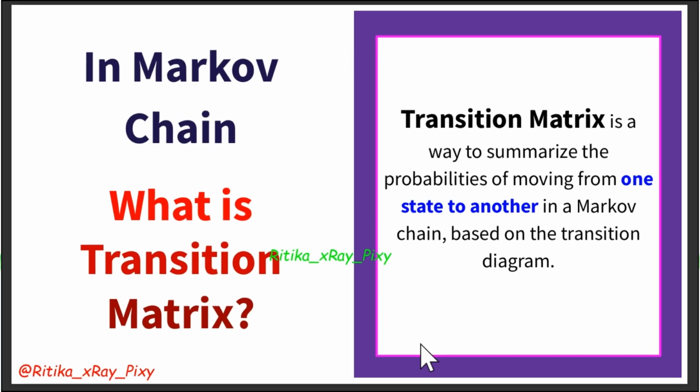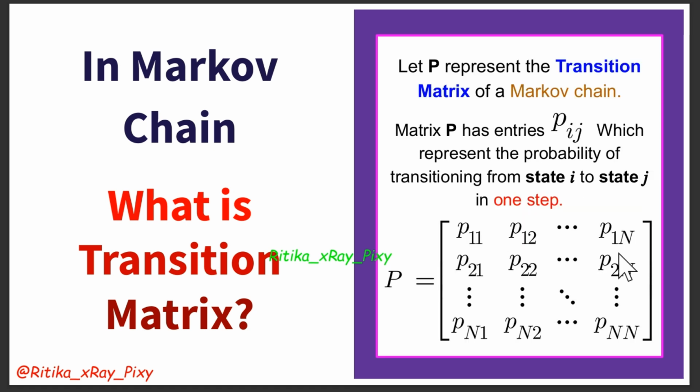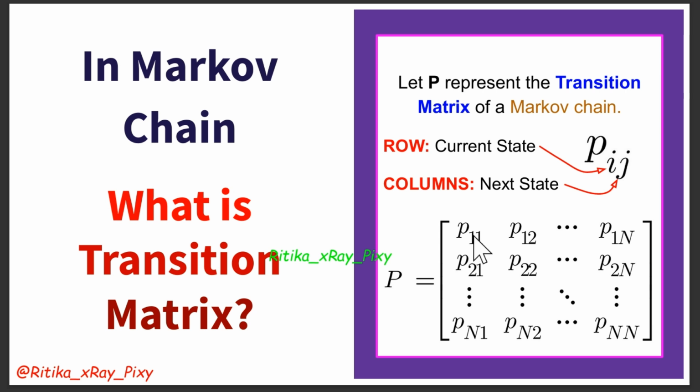Next we have the transition matrix. A transition matrix is a way to summarize the probabilities of moving from one state to another state in Markov chains, based on certain transitions. So what is a transition matrix? It is a matrix where each entry represents the probability of transitioning from one state to another state in a Markov chain. In this matrix, rows represent the current state and columns represent the next state, and Pij is the entry probability.